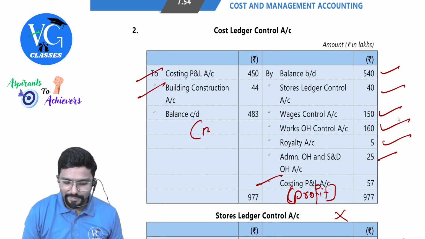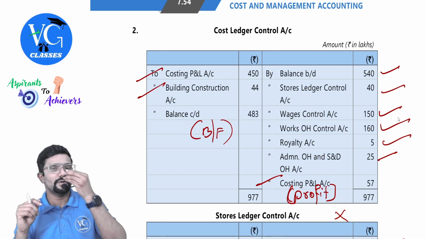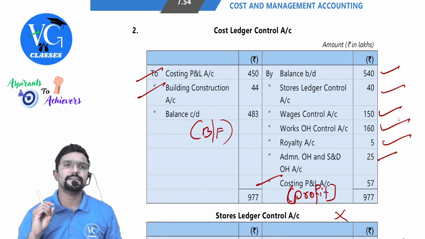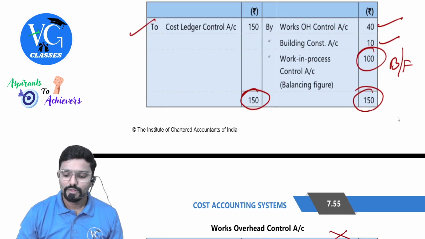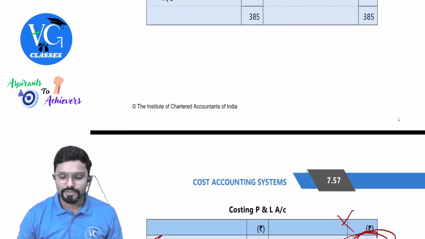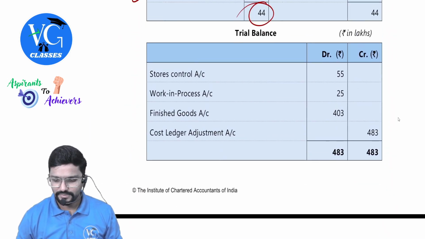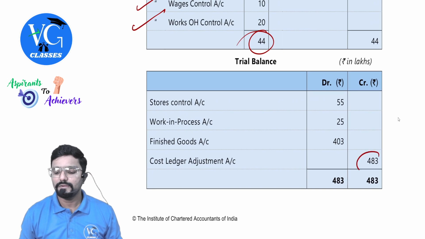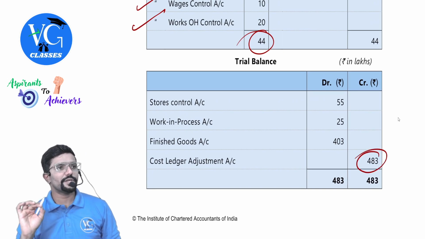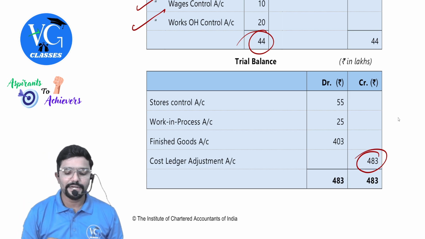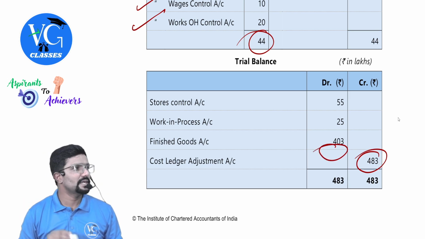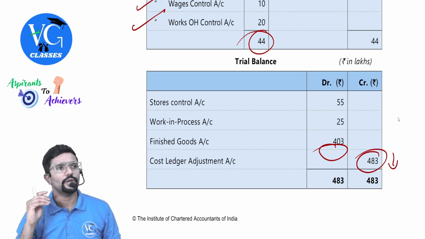Sure. This would be the balancing figure here. If I close this account, this would be the balancing figure. At the end, have they done the trial balance also? See, if at all you keep the building account as balance carried down, even that will come on the debit side and automatically the cost ledger balance will go down.